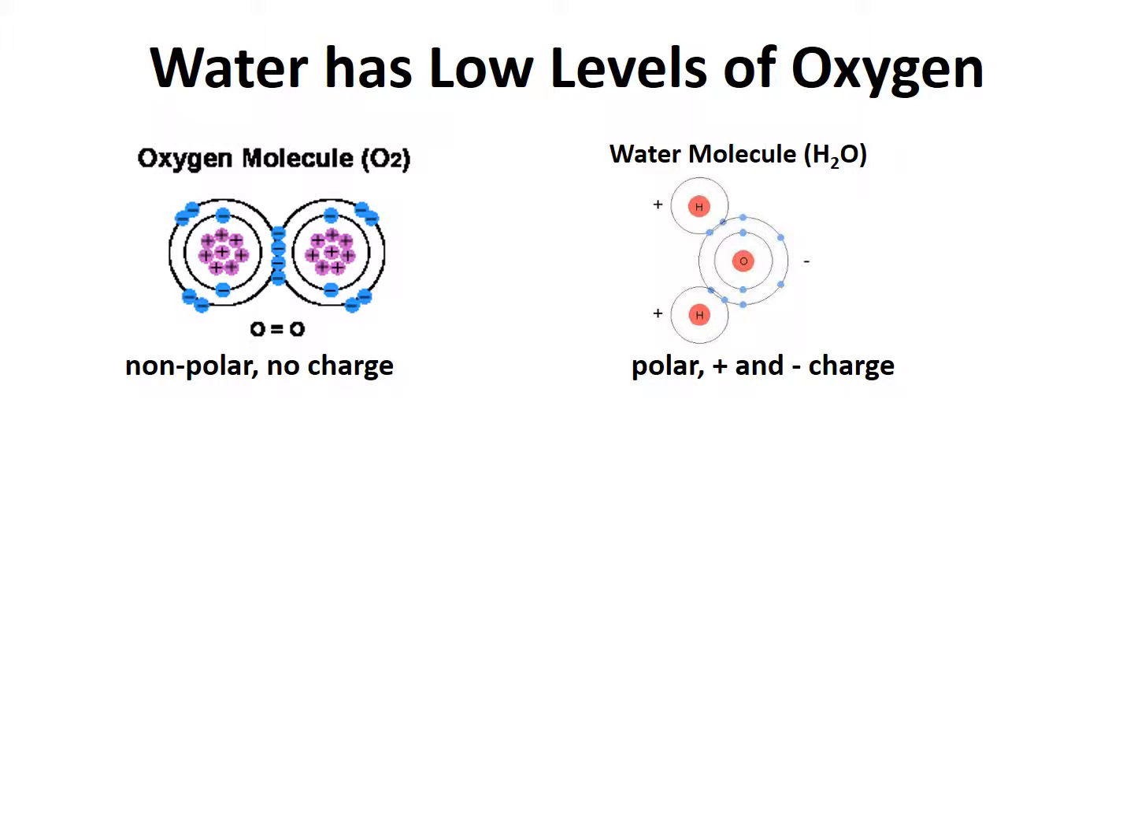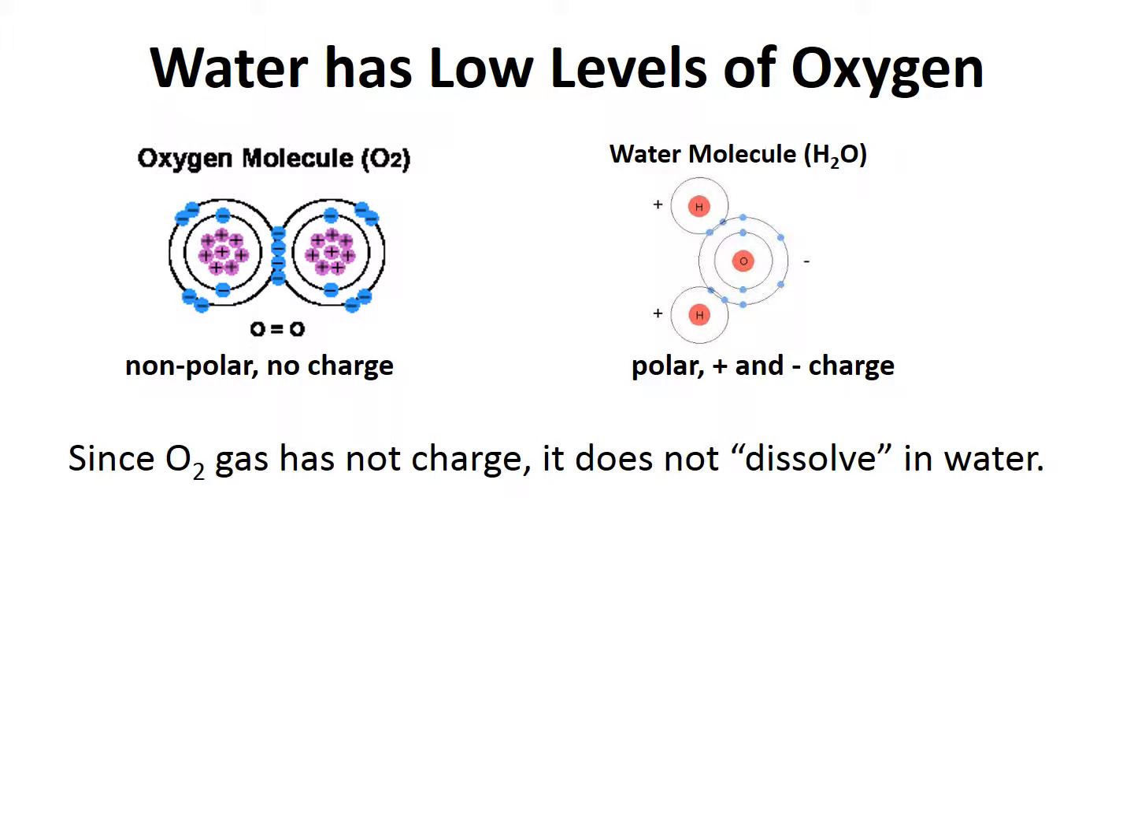In order to explain why different stream orders might have different concentrations of oxygen in them, we have to remind ourselves of some of the chemical and physical properties of water. So remember that water is a polar molecule. It has a plus and a negative charge. Oxygen is not. Oxygen gas is 2 oxygen atoms double bonded to each other, and it does not have a charge. So therefore, water and oxygen are not chemically attracted to each other. Oxygen gas does not have a charge, and therefore it doesn't dissolve well in water. Therefore, oxygen levels in water are relatively low.